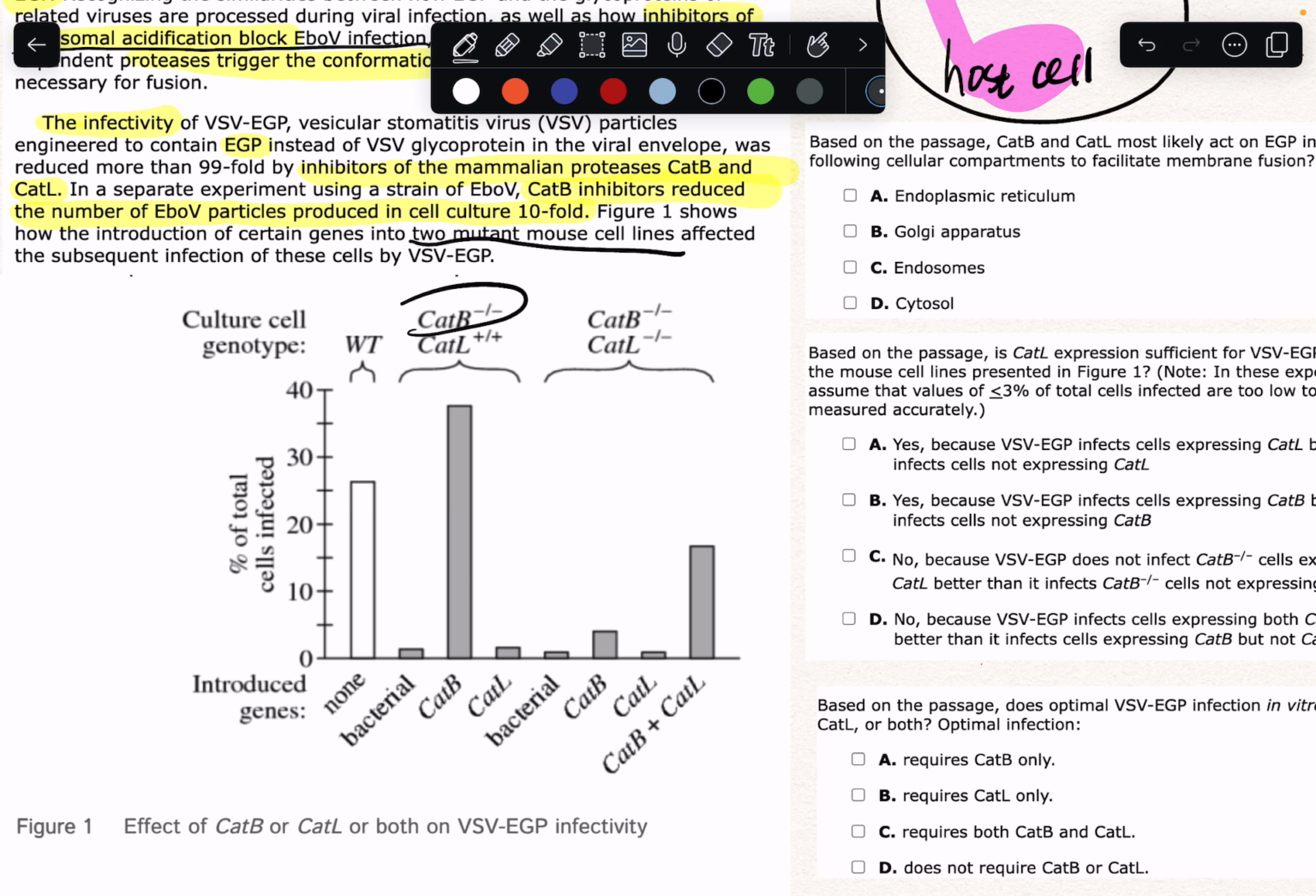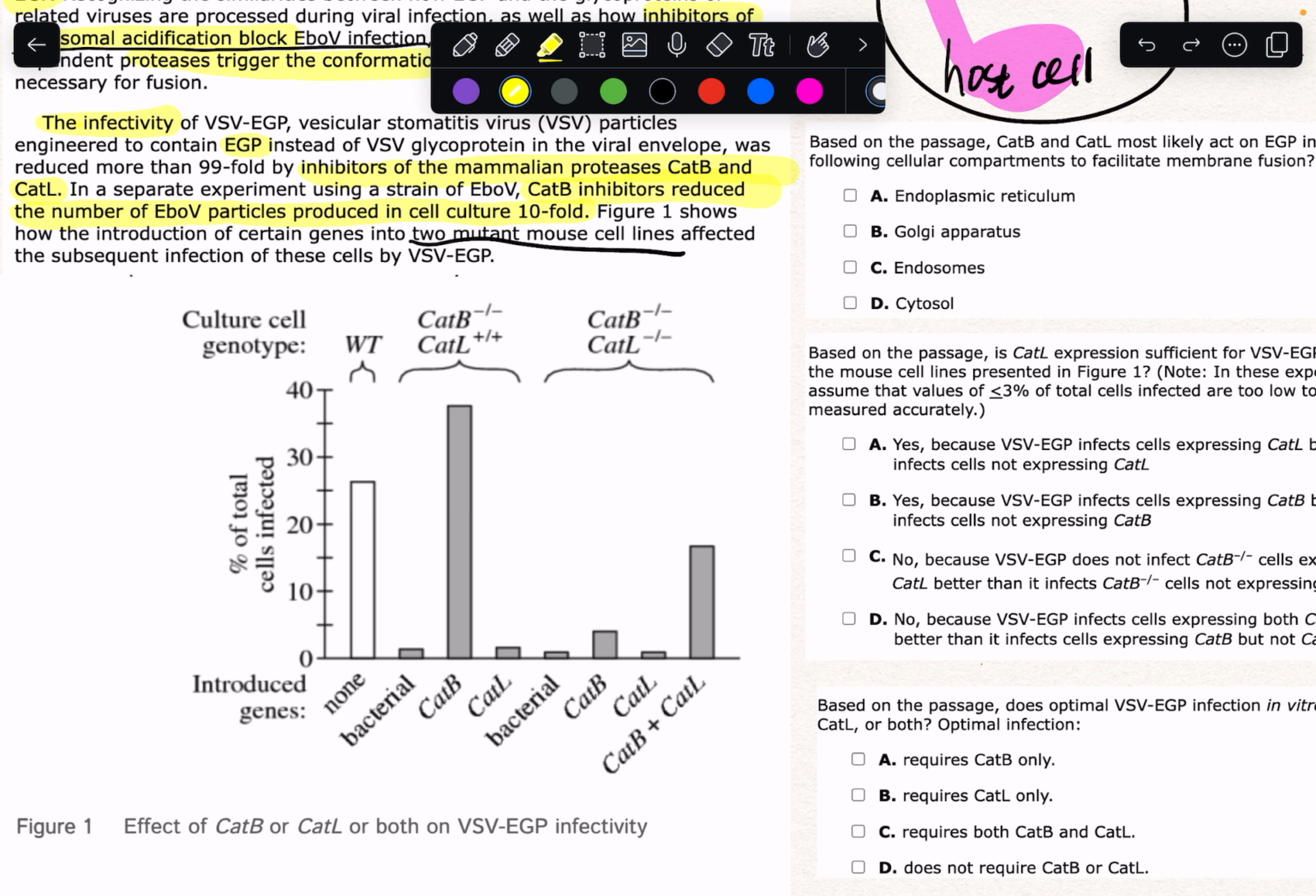Minus, 2 alleles, so both alleles got knocked out, meaning that I'm not going to have this protease CatB translated into protein. So I don't have CatB. I only have CatL. And then the second mutation is that I knocked out both genes. I won't have CatB protease nor CatL protease, none.